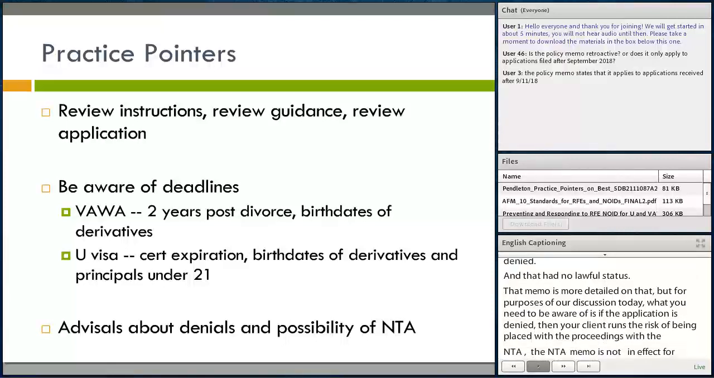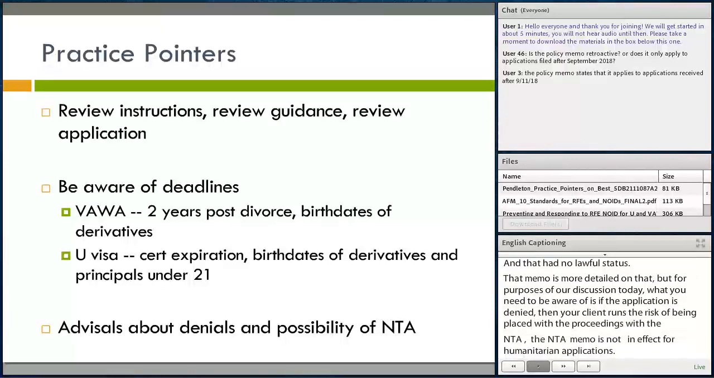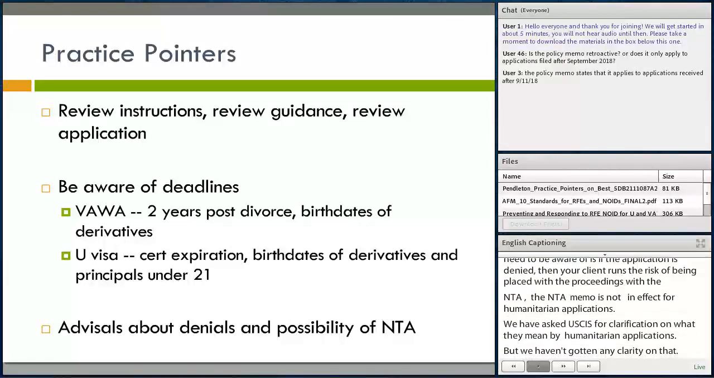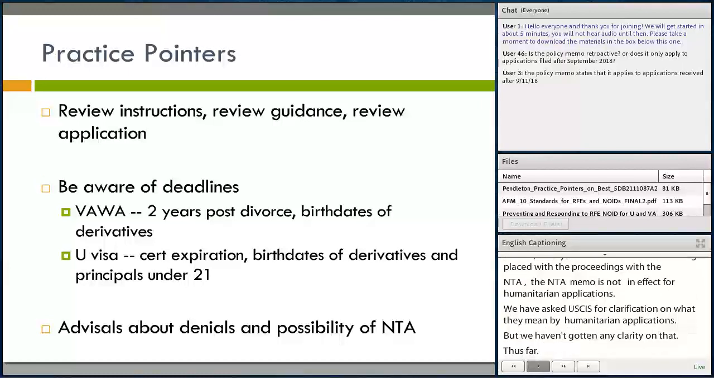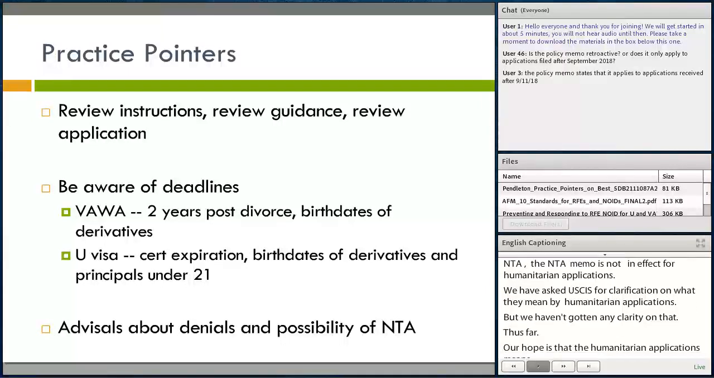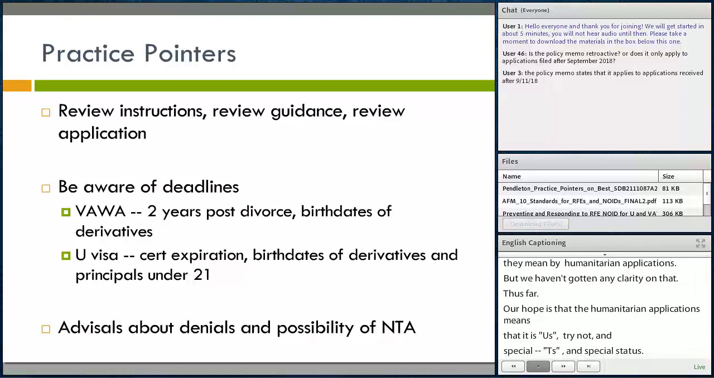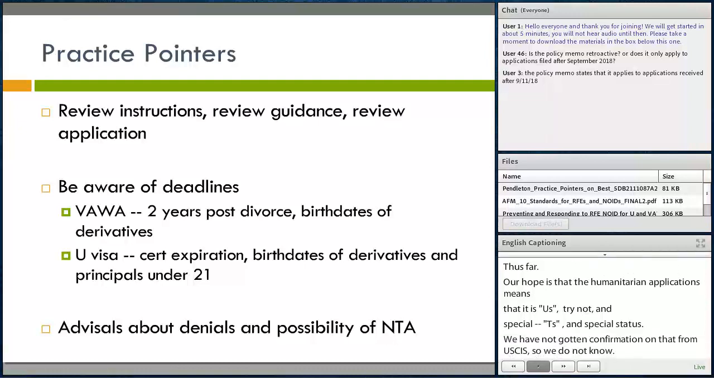We have asked USCIS for clarification on what they mean by humanitarian applications, but we haven't gotten any clarity on that thus far. Our hope is that humanitarian applications means U's, T's, and VAWAs, and hopefully special immigrant juvenile status as well. But we haven't gotten confirmation of that from USCIS, so we don't actually know. So in light of all of that, it's really critical to advise clients when you're filing about what could happen if the case is denied.